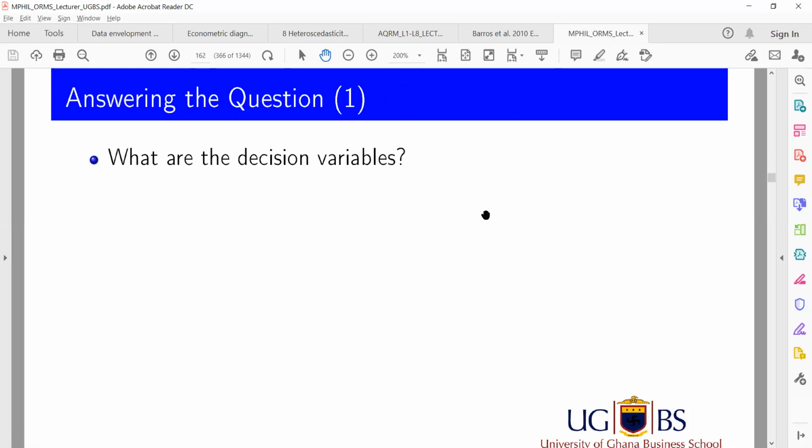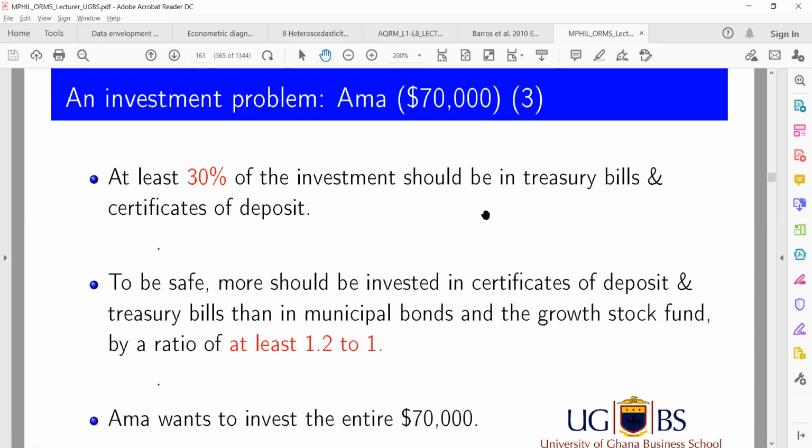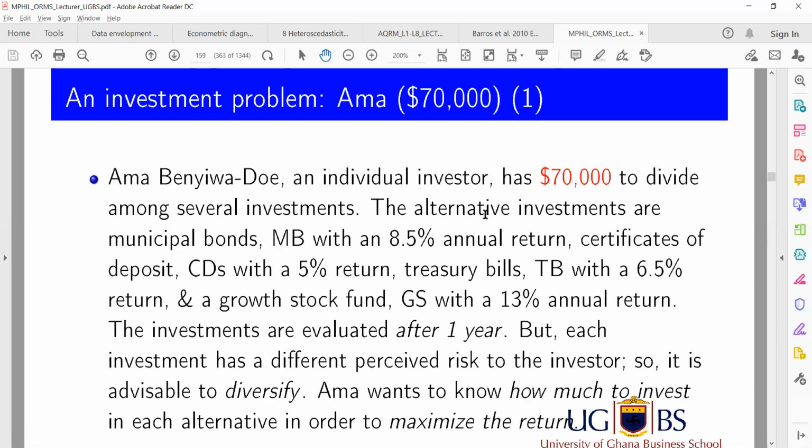So the first thing we want to note is this. What are the decision variables? Okay, so you want to note that. Look at the storyline and then tell me what are the decision variables. And remember that anytime you are writing what the decision variables are, you always start with let X1 be this, X2 be that, X3 be that, X4 be that, depending on the number of decision variables that we have.